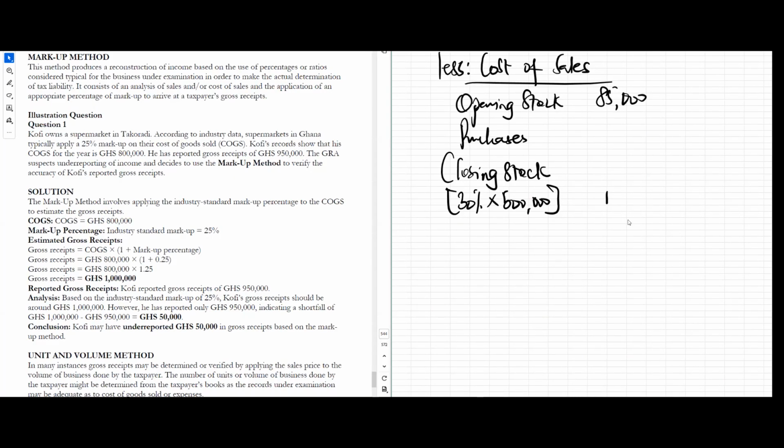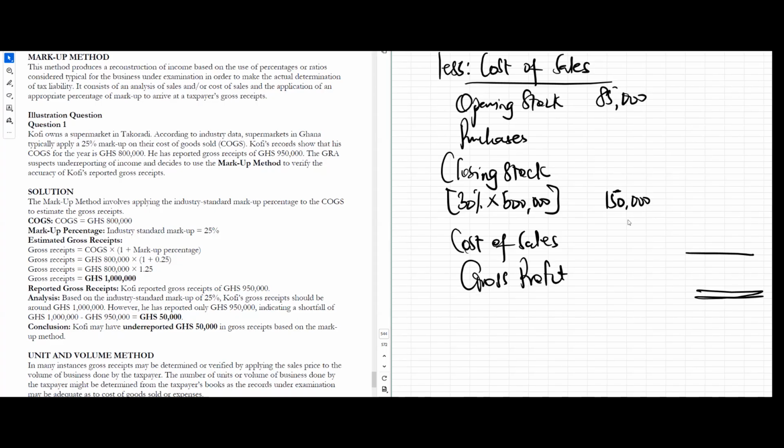That's about 150,000, right? Is it 150? Yes, sir, 150. So that therefore gives us the cost of sales, right? Okay, good. That gives us the cost of sales, and then we can now get our gross profit. Now, we are not really concerned about the profit. We are concerned about the purchases because we know that the VAT is on the purchases, right?